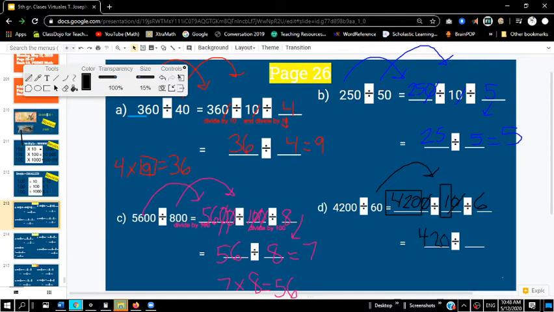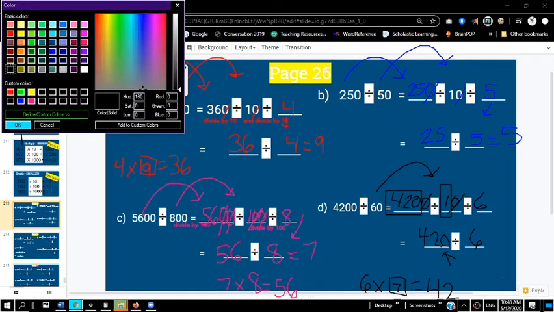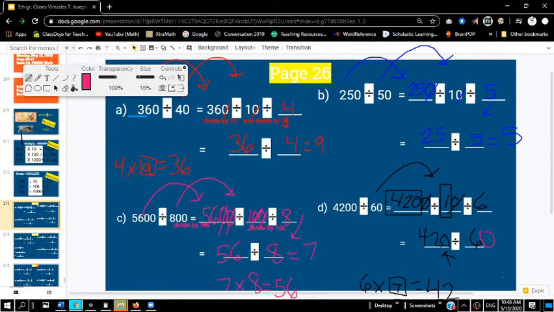420 divided by 6. I know that 6 times some number gives me 42. That number is 7. So that means that if we have that extra 0 right there, instead of 42, we have 420, we're going to have to add a 0 to our answer. It's almost like adding that extra 0 right there. So our answer is going to be 70. 70 times 6 equals 420.